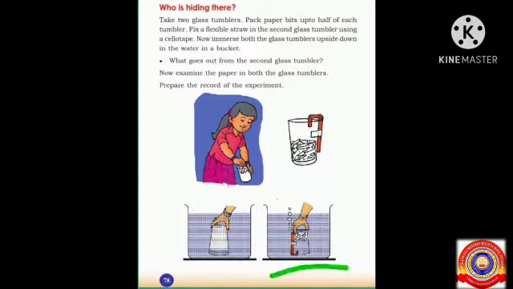Yes, when we immerse the second glass tumbler in water, air bubbles escape through the straw and water enters the glass tumbler. So, the paper bits in the second glass tumbler get wetted more than the paper in the first glass tumbler. So, what can we understand from this experiment? Yes, air needs space to occupy. Okay dears, did you understand?